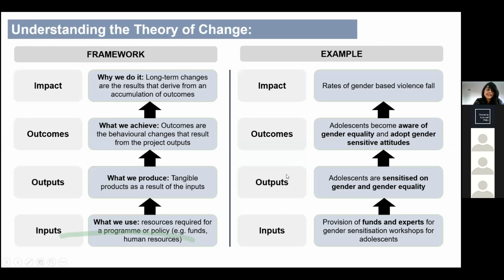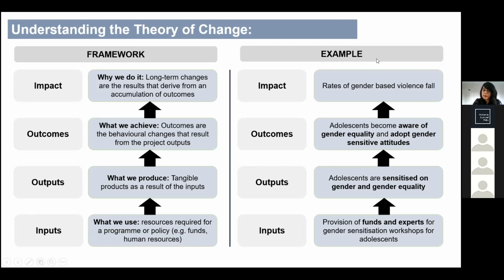And the final thing is the impact. The impact is why we do it. The long-term, top-level changes, which are the result of that derive from the accumulation of outcomes. So a lot of you mentioned that impact is long-term, and you're absolutely right. Impact is long-term. Impact derives from outcomes, and impact is a result of the accumulation of outcomes.